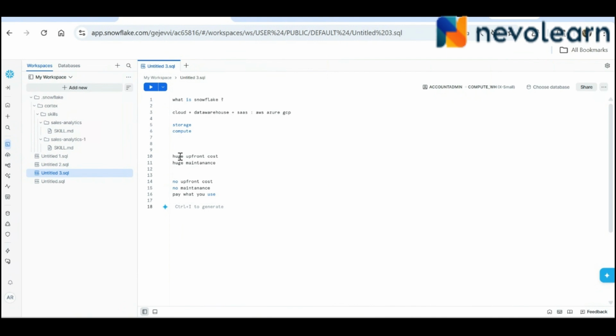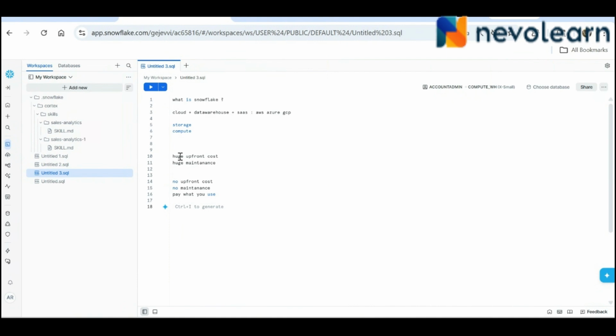Snowflake also follows the same thing. Now the question is why I say Snowflake is a SaaS product. Because Snowflake is taking the services from these cloud providers, like we are taking the cab services from Ola Uber. Similarly, Snowflake is taking the services, which services? Storage and compute services from the cloud.